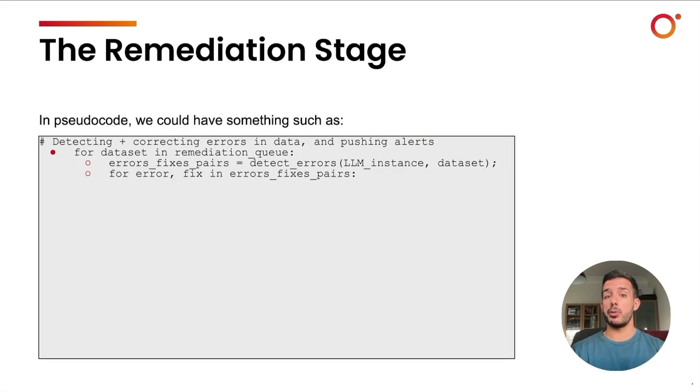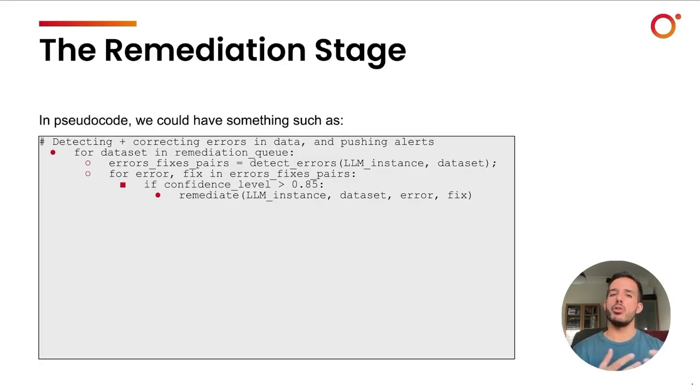Then, for every single one of those errors that were detected, maybe we apply a specific confidence level. For example, if the LLM is not more than 85% sure that this really is an error, let's ignore it. But otherwise, let's actually remediate that error for this specific dataset. Or instead of having this for loop, you could actually do it all at once if the dataset is small and you trust the LLM to take care of everything at once, or you could take care of every single one of them as one pass.